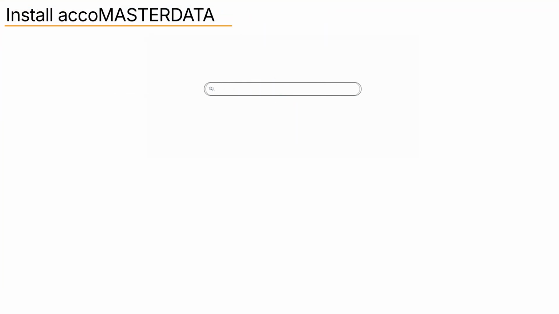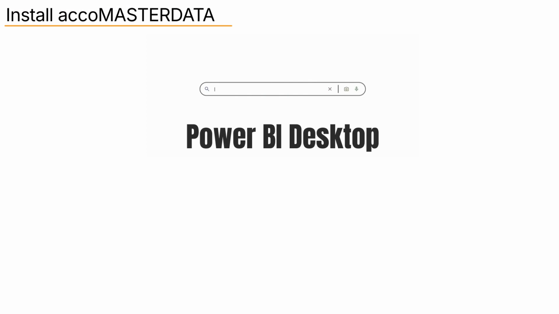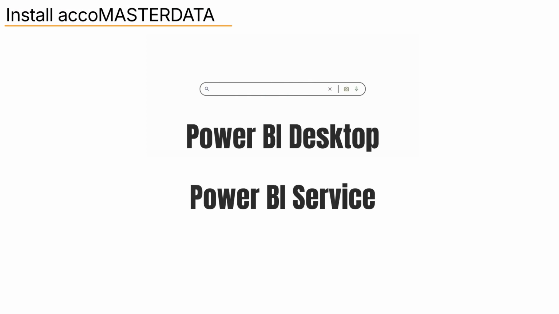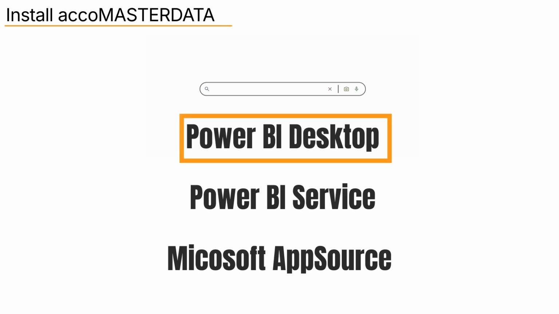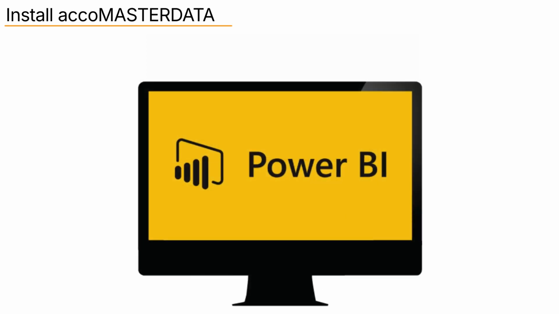You can download accoMASTERDATA directly in Power BI Desktop, Edit Mode in Power BI Service, or through the Microsoft App Source. In this video, we will demonstrate how to install it through the desktop version. To get started, you will need to have Power BI Desktop installed.